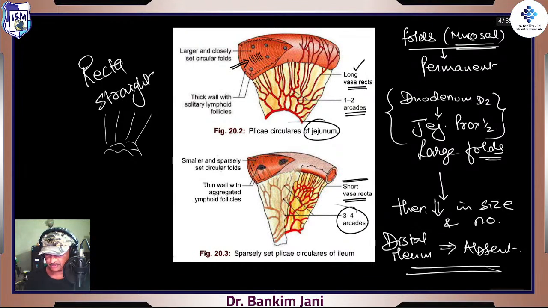So this was the first part, the first thing regarding the mucosal folds. Then we talked about the vasa recta, that's the second point. We can even see about the arcades, that's the third point. And the fourth point is about these solitary lymphoid follicles. Thick wall with solitary lymphoid follicles, they are all small, and over here this is thin wall with aggregated lymphoid, that is they are together. So over here they'll be much bigger as compared to those solitary small lymphoid follicles.